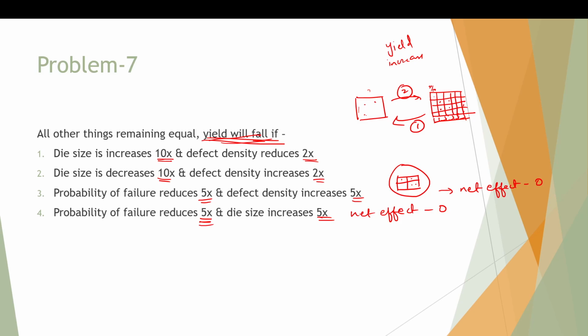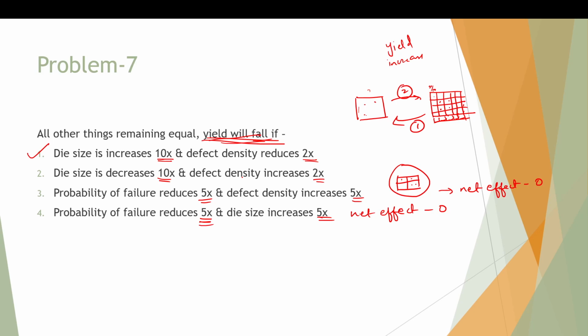So now what do you think, Mir? It should be 1, right? Because that will make sure that the yield falls. The 2 will make sure that the yield increases. Is that okay?